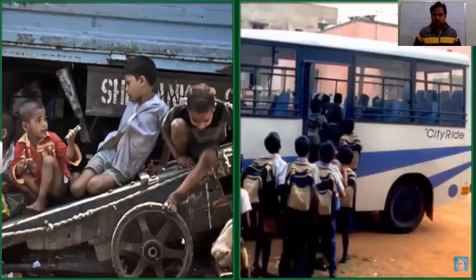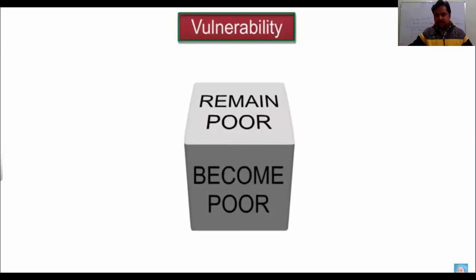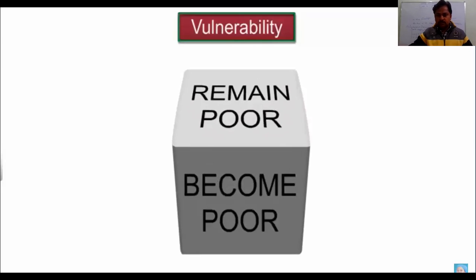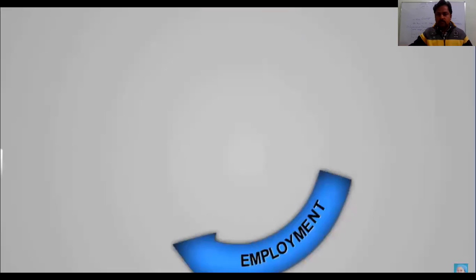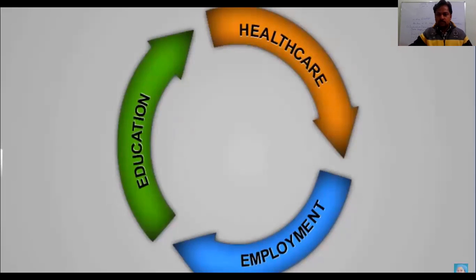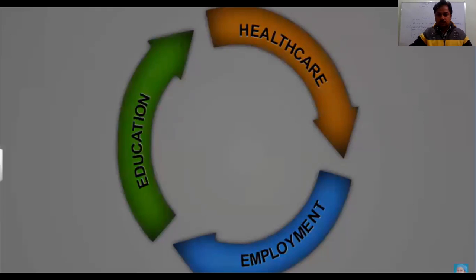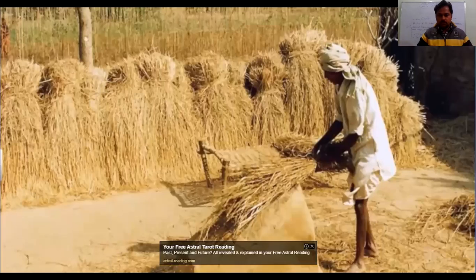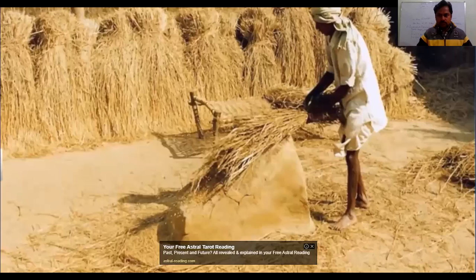Vulnerability is the measure of the probability of certain groups of people becoming poor. Vulnerability is determined by the availability of options for employment, education, and healthcare, etc. For example, helpless farm laborers with limited options for education, healthcare, and employment are more vulnerable to remaining poor in the years to come in comparison with farmers who own land.